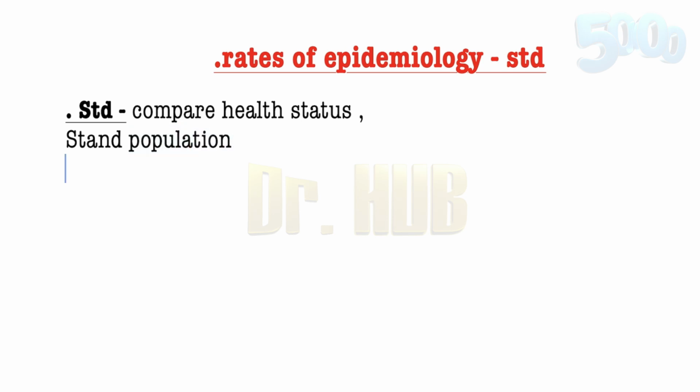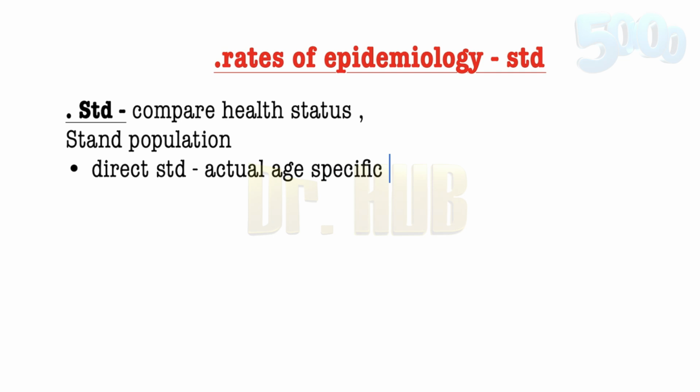So the first one will be the direct standardization. As per the direct standardization, it uses the actual age specific death rates on the standard population. So actual age specific death rates on a standard population.